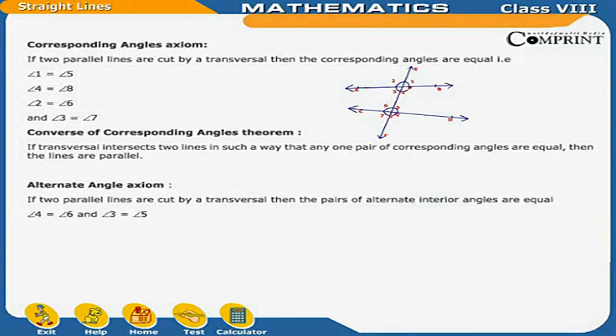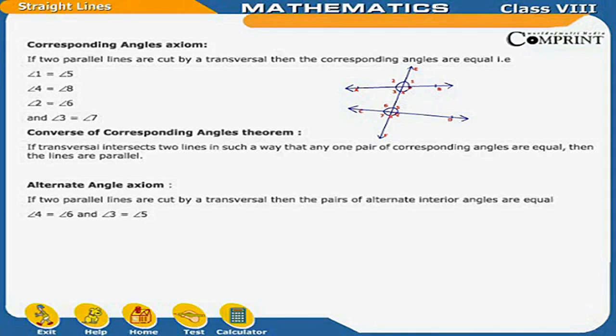Corresponding angles axiom. If two parallel lines are cut by a transversal, then the corresponding angles are equal, that is angle 1 is equal to angle 5, angle 4 is equal to angle 8, angle 2 is equal to angle 6, and angle 3 is equal to angle 7. Converse of corresponding angles theorem. If a transversal intersects two lines in such a way that any one pair of corresponding angles are equal, then the lines are parallel.